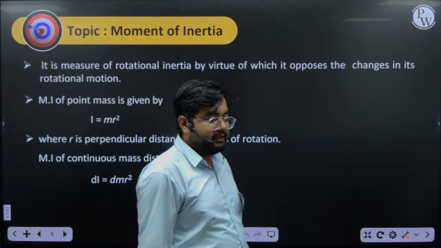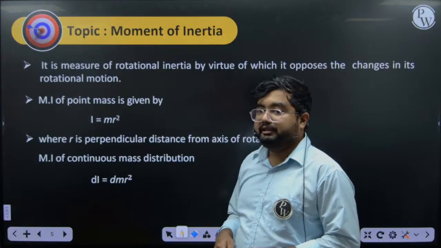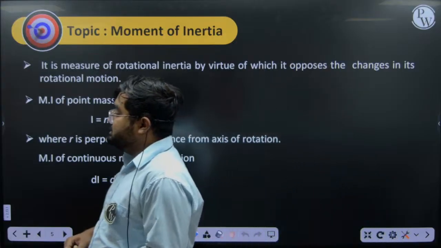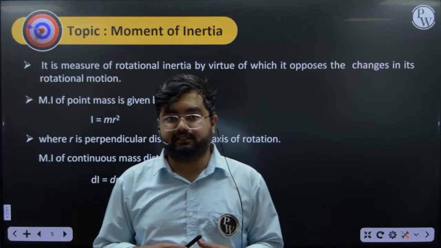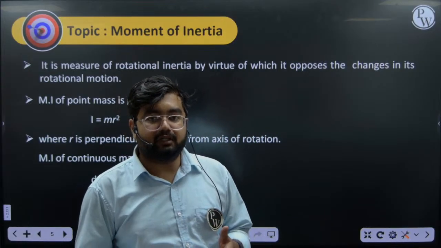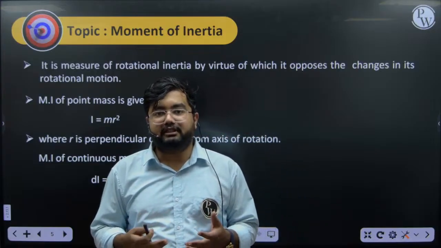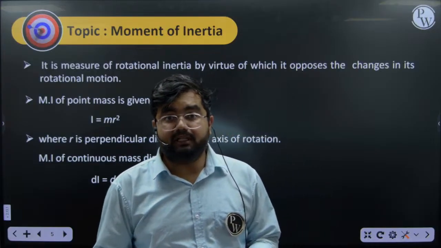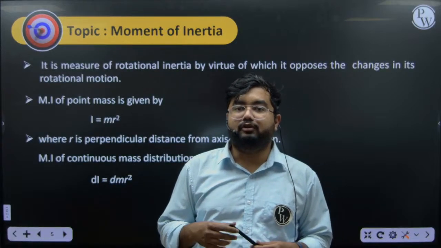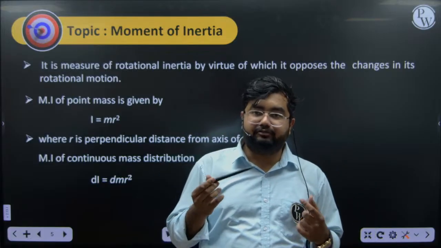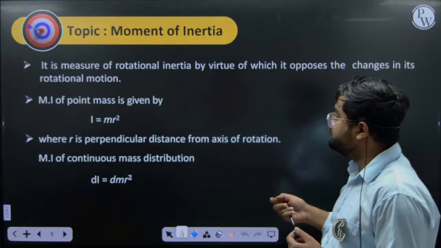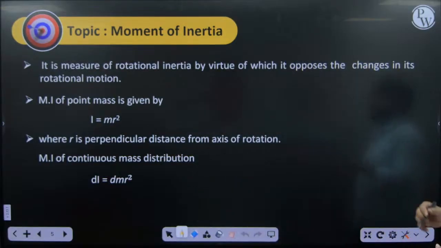First of all, our main topic here is the first topic, moment of inertia. Just like mass gives an idea of translational inertia, for example, the more the mass, the greater is the effort required to move the body, similarly, moment of inertia gives an idea of rotational inertia. So the more the moment of inertia, the more is the effort required to rotate the body. Moment of inertia is a measure of rotational inertia by virtue of which it opposes changes in its rotational motion.